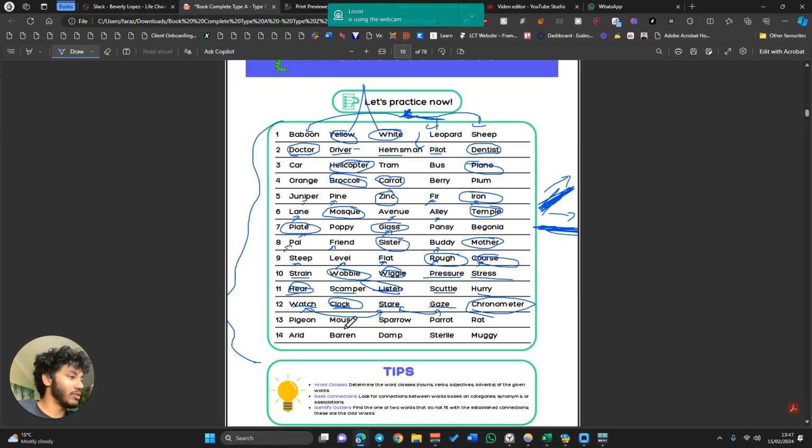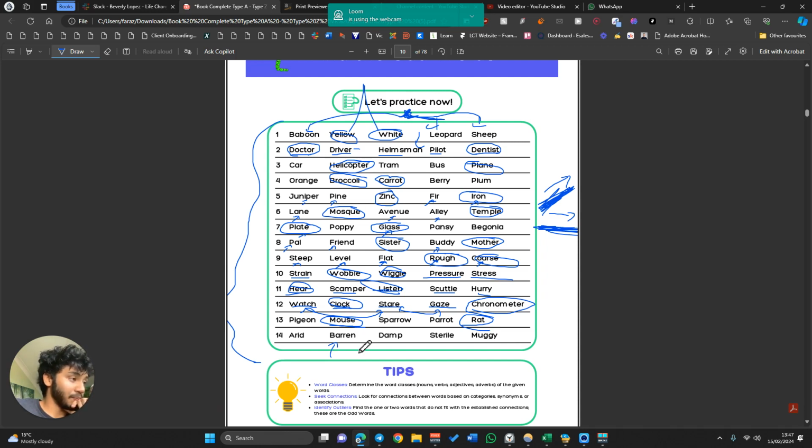Pigeon, mouse, sparrow, parrot, bat, rat. Okay, immediately you've got two of them where they're not birds, the rest of them are birds. So arid, barren, damp, sterile, muggy. Okay, this one is probably the most difficult out of these ones.